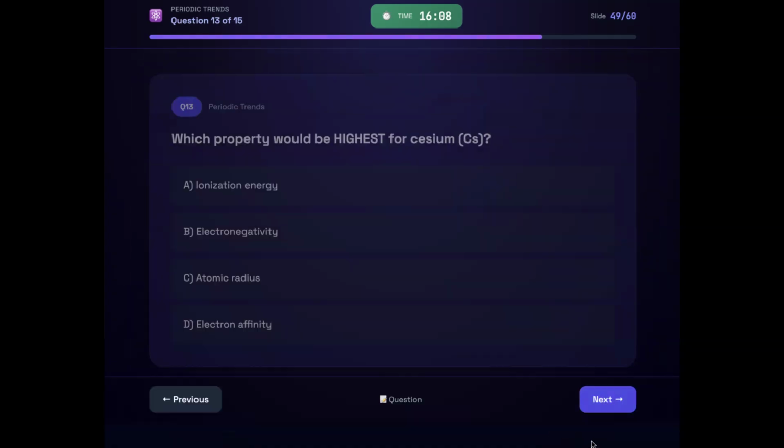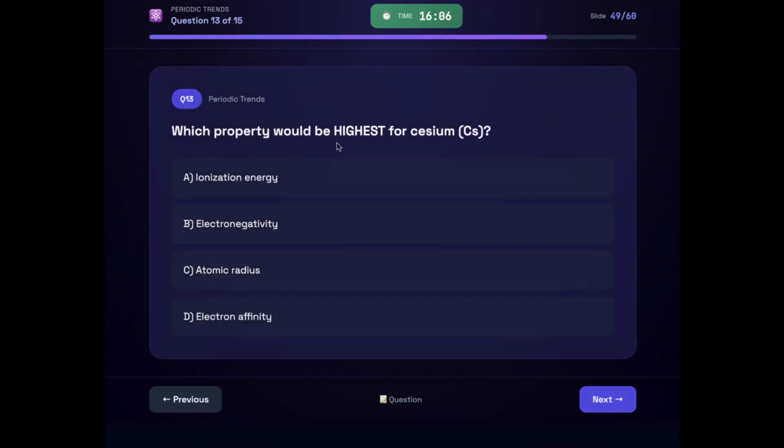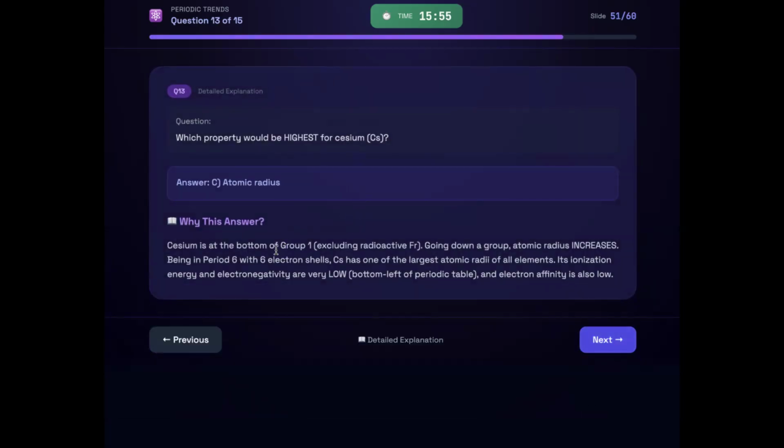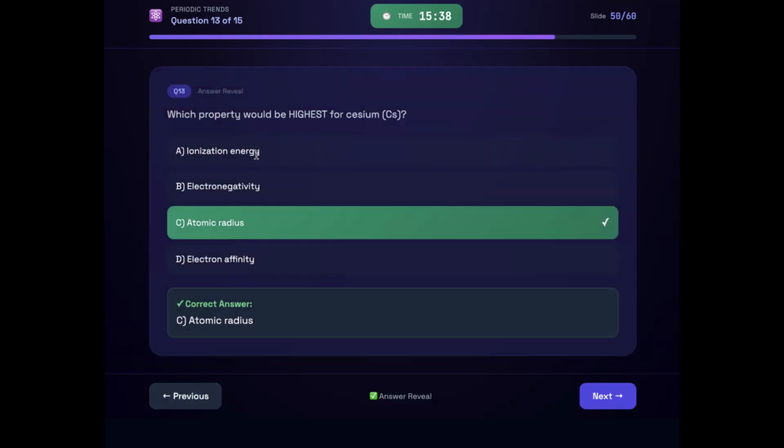The next question: which property would be the highest for cesium? Ionization energy, electronegativity, atomic radius, or electron affinity? Yes, atomic radius. Cesium is at the bottom of the group, excluding the radioactive francium. Going down a group, atomic radius increases. Being in period 6 with 6 electron shells, it has one of the largest atomic radii of all elements. Its ionization energy and electronegativity are very low. Don't say they become high.